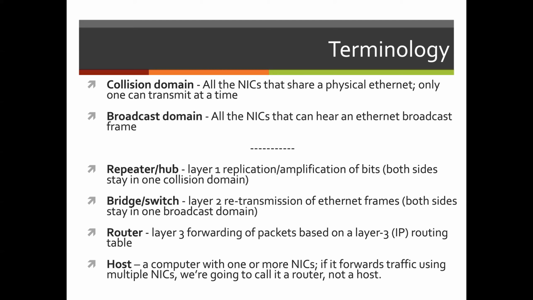A repeater or hub represents layer 1 replication and amplification of bits. Bridges or switches are part of the layer 2 retransmission of Ethernet frames. And the router represents layer 3, forwarding packets based on layer 3 IP routing tables. Hosts include the computer, or one or more network interface cards that forward traffic using multiple network interface cards. So this can also be analogous to a router.